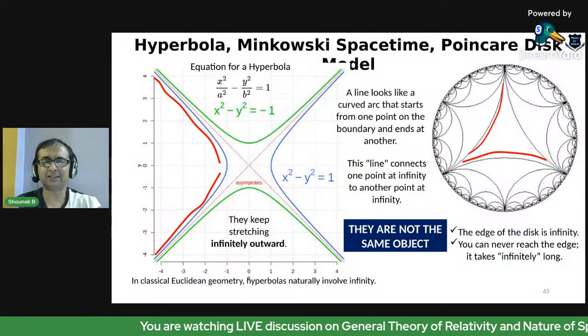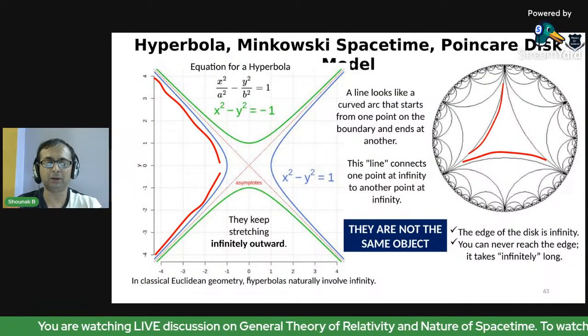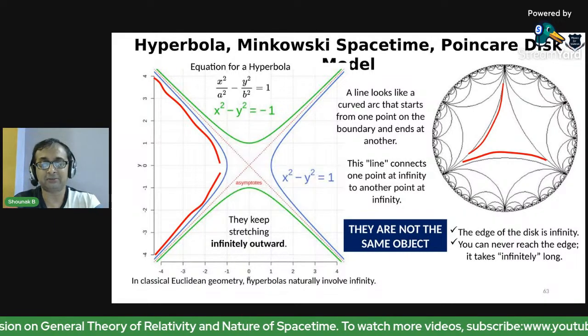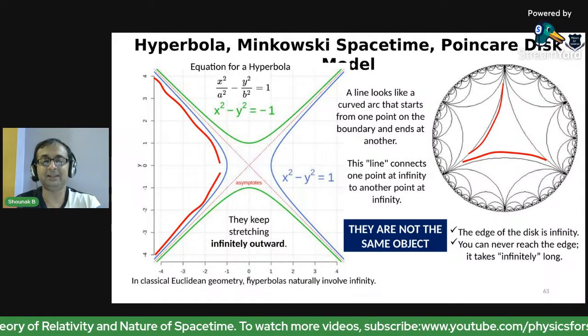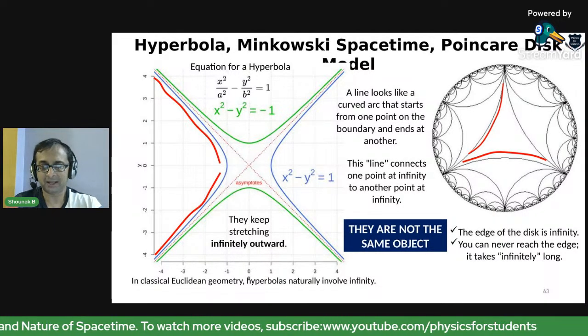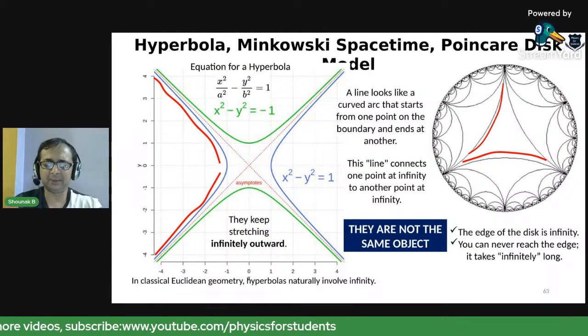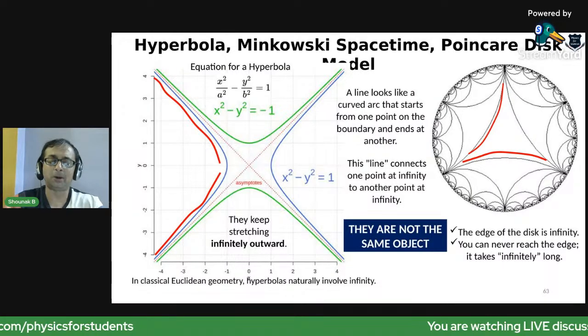So here you can see if I draw an ordinary hyperbola, I am already getting a -1 sign. X squared minus y squared equal to -1. This is basically the equation of the hyperbola. And on the right hand side, this is the Poincare disk. But remember, why I am saying that if you stretch, it will go on further and further.